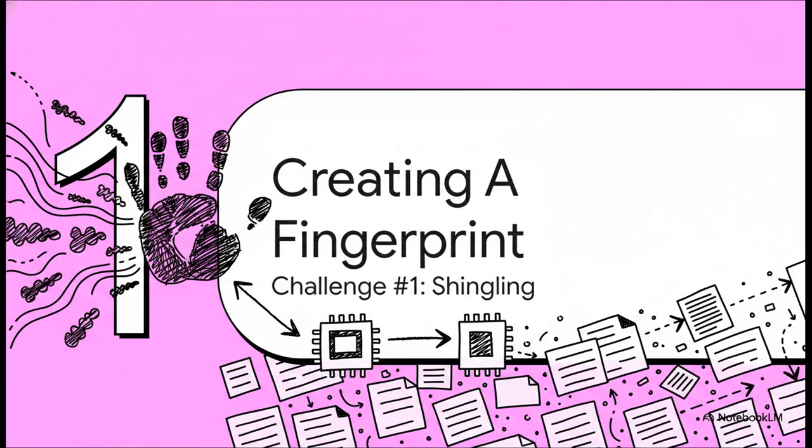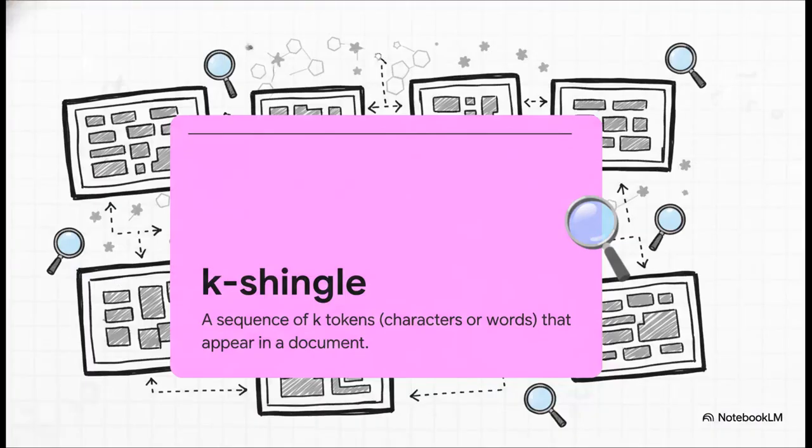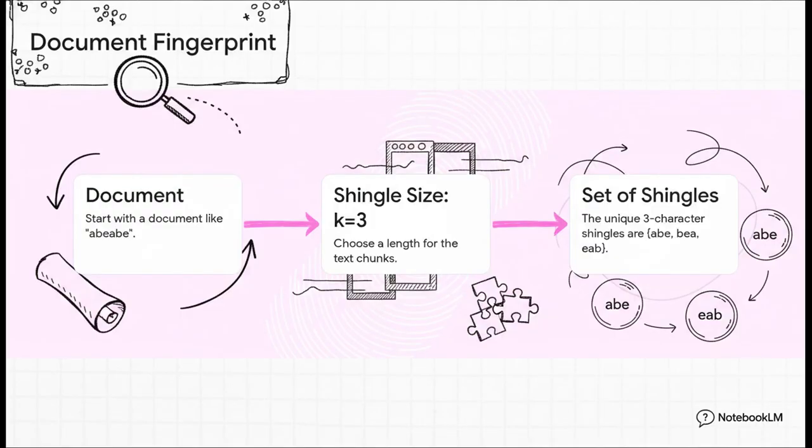Okay, first things first. How do we turn these pages of words into something a computer can actually work with and measure? The whole idea is to create a unique digital fingerprint for every single document out there. And the tool for the job here is something called shingling. A K-shingle is just a chunk of a document of a specific length, K. Just imagine sliding a little window across the text and taking a snapshot every time you move it. That's basically a shingle.